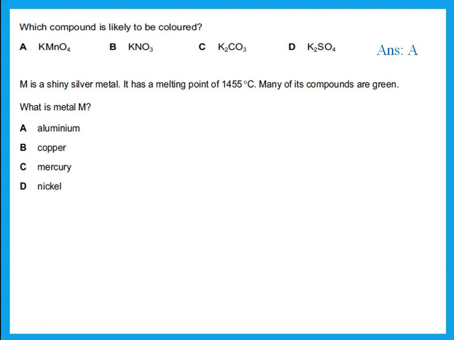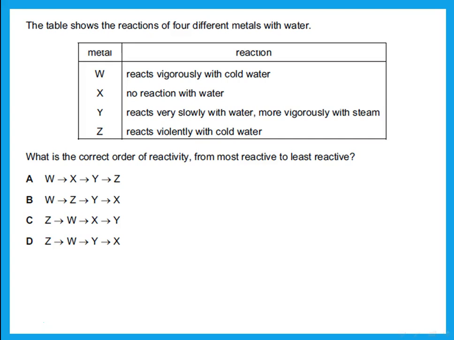Now he's saying many of its compounds are green. Now, which kind of elements have colored compounds? We said to have colored compounds, it should be a transition metal. So the only choice we should choose is nickel, because aluminium is not a transition metal. Aluminium is in group 3, so its compounds would be white or colorless solutions.